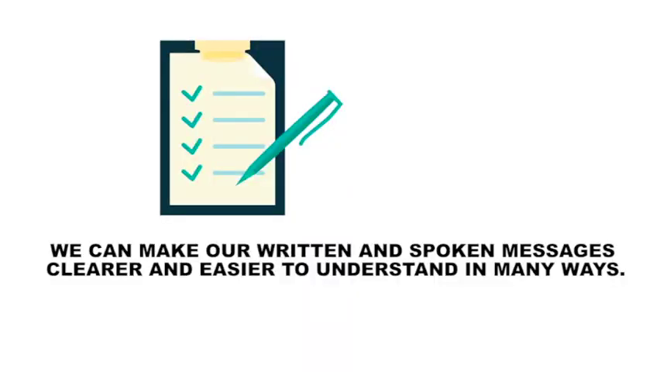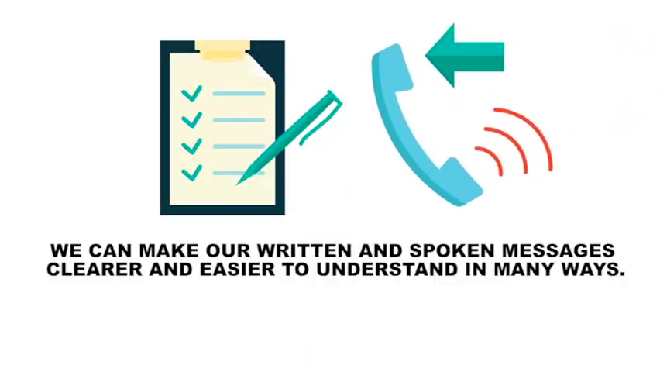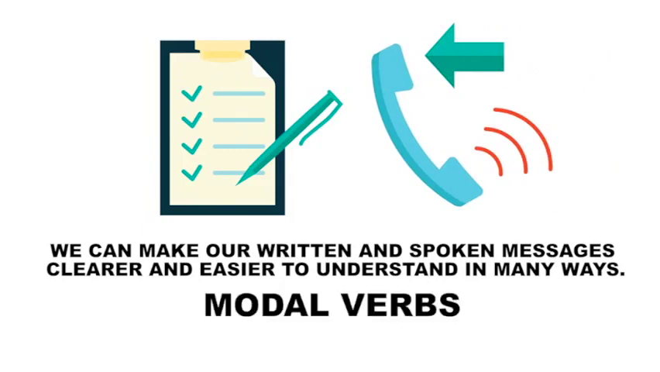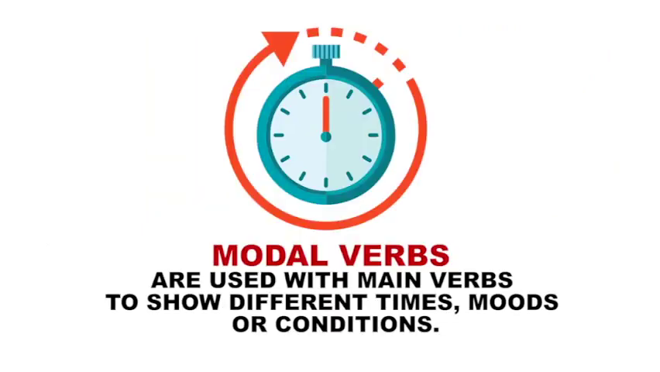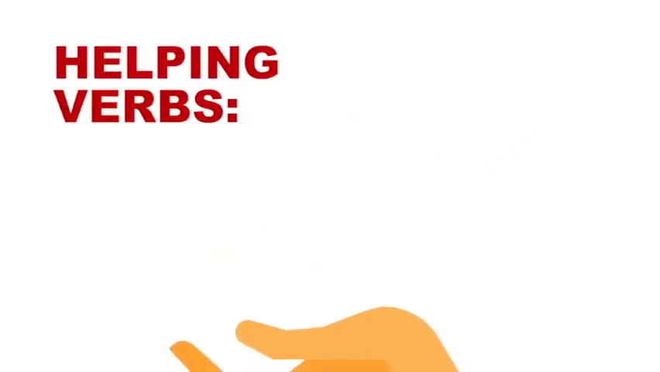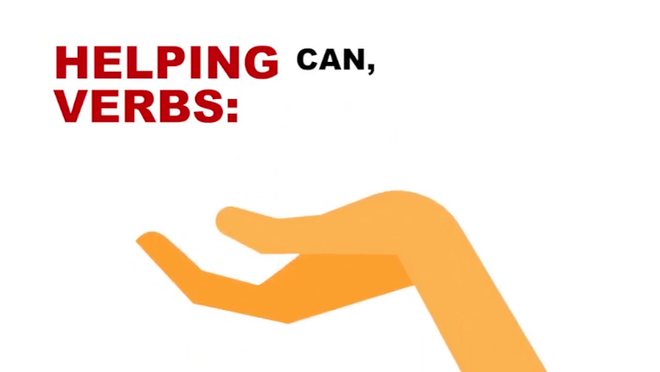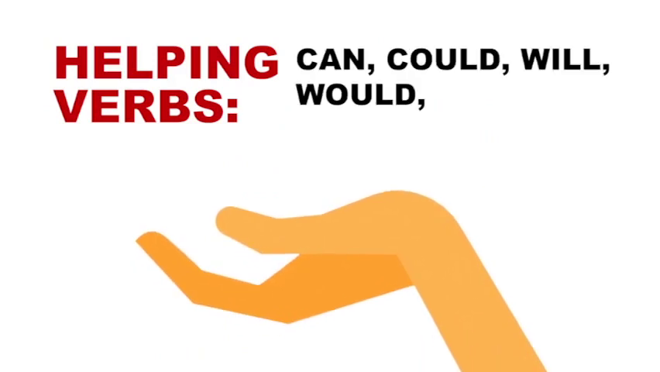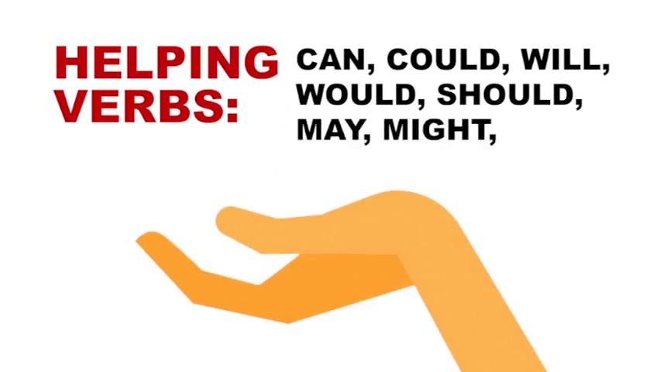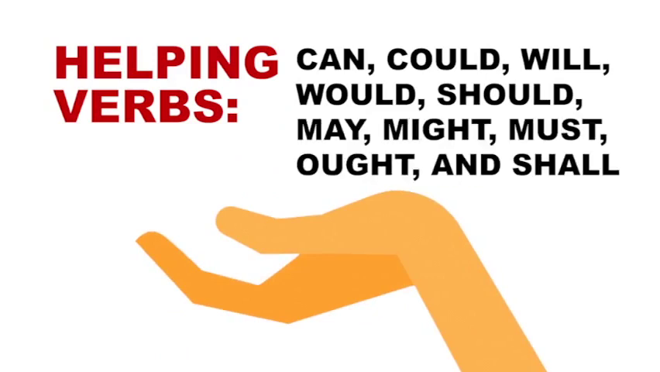Here is how they are used. We can make our written and spoken messages clearer and easier to understand in many ways. One way is to use modal verbs. Modal verbs are used with main verbs to show different times, moods, or conditions. They are the helping verbs can, could, will, would, should, may, might, must, ought, and shall.